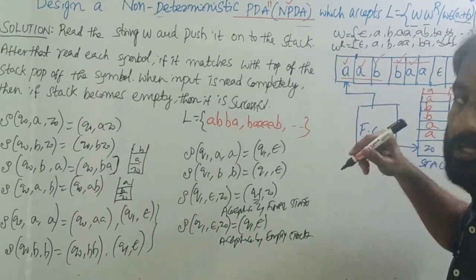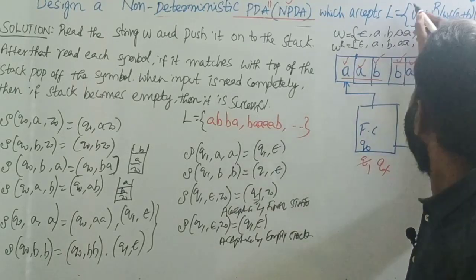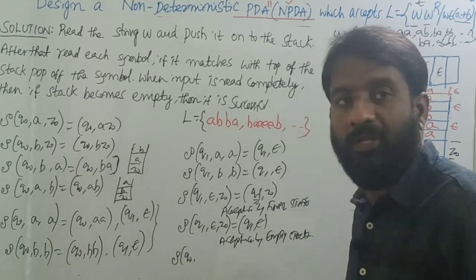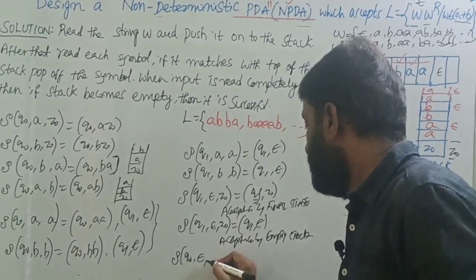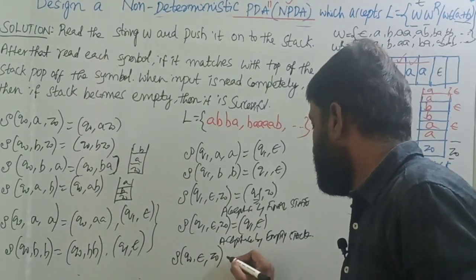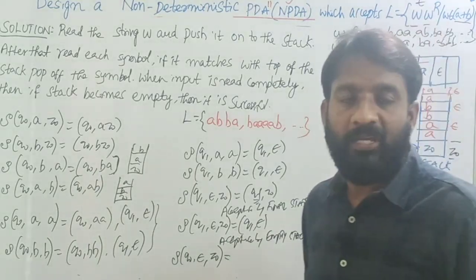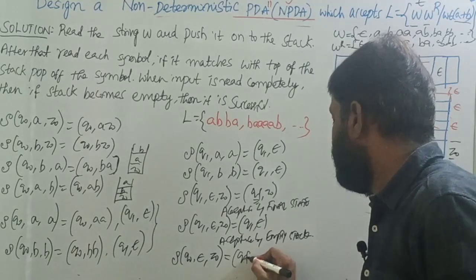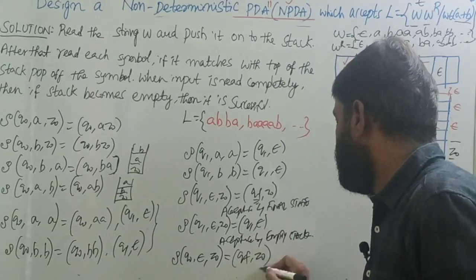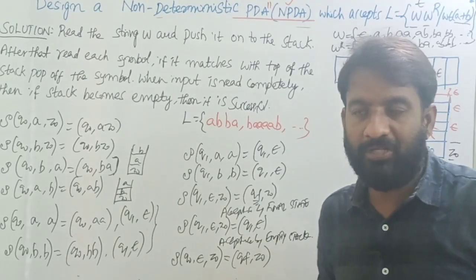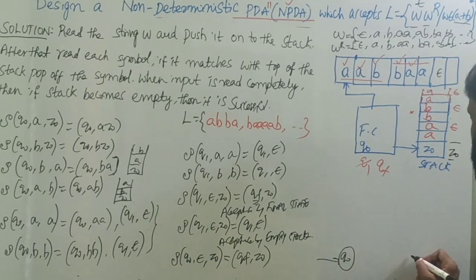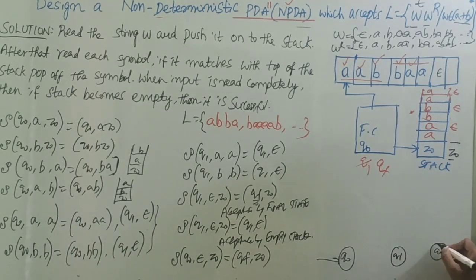If W equals epsilon, what does the language contain? Epsilon only. So for that case we have to write the transition Q0, input symbol epsilon, top of the stack Z0, that is equal to, we can move directly to the final state QF comma Z0. Now draw the graphical notation. The initial state is Q0, the starting state. We have one more state, Q1, and the next state is QF.